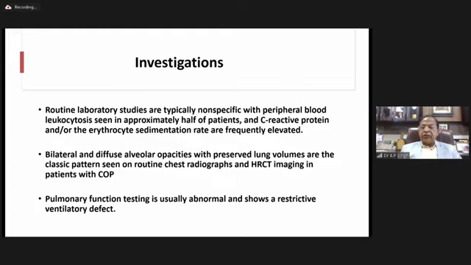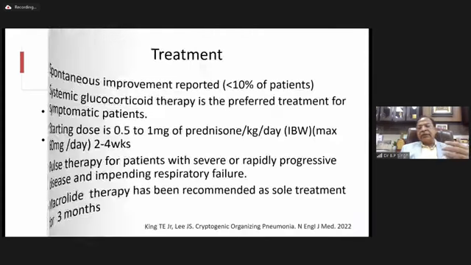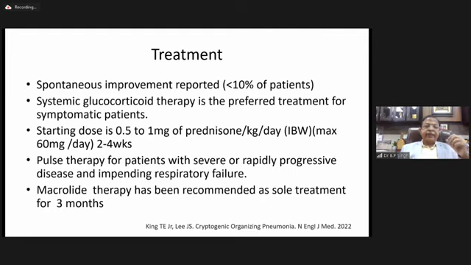PFT is usually abnormal and shows a restrictive pattern. Airflow obstruction is uncommon and usually found only in current or former smokers. And a gas exchange abnormality is there in the presence of a decreased DLCO.